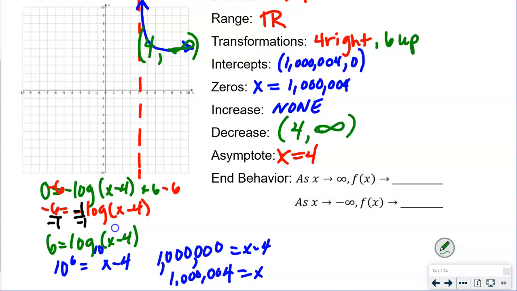Now let's talk about our end behaviors. So as the graph goes towards infinity here, where's the graph headed? Is it headed up or down, y'all? It's headed down, so it's headed towards negative infinity, right? And now as I head towards the left here, where's it headed? It's headed up, so it's headed towards infinity.